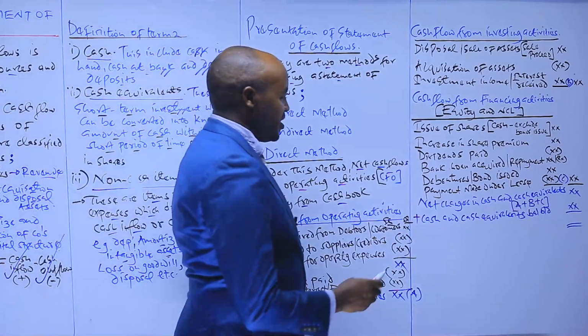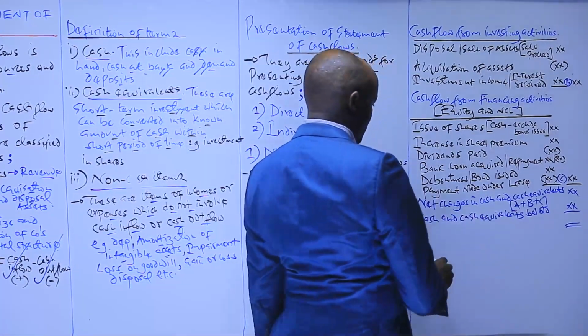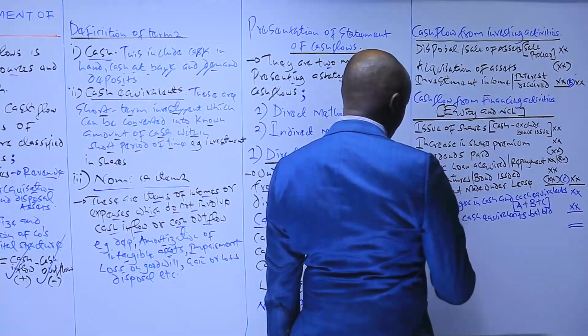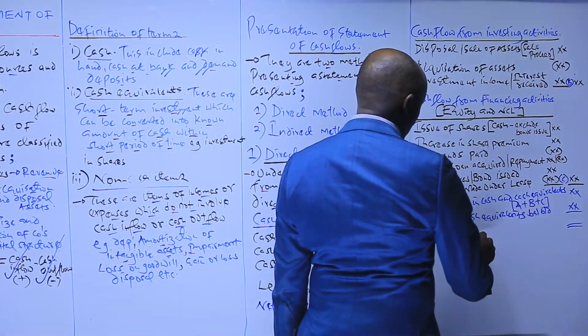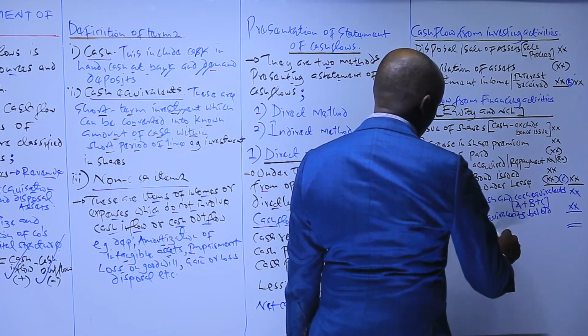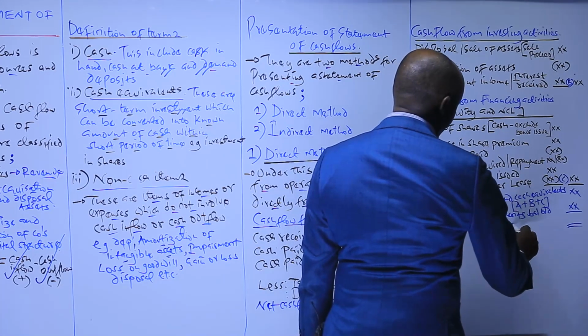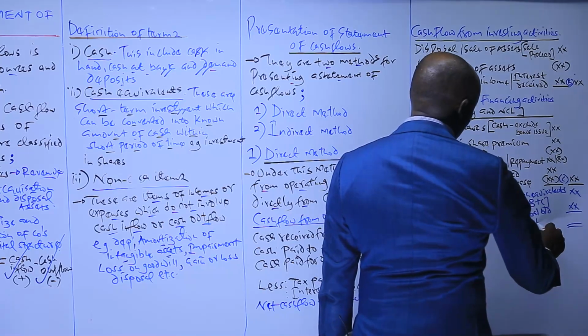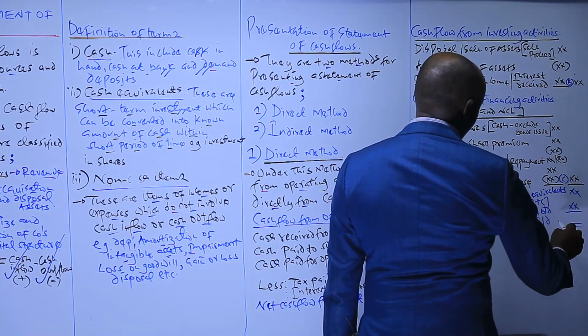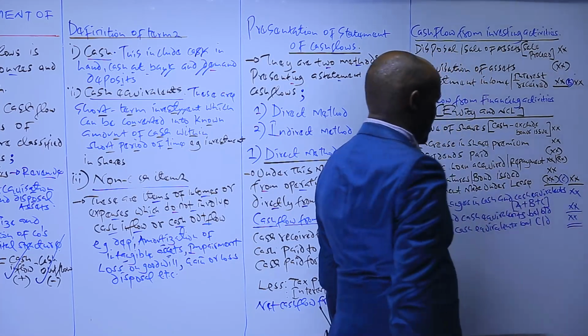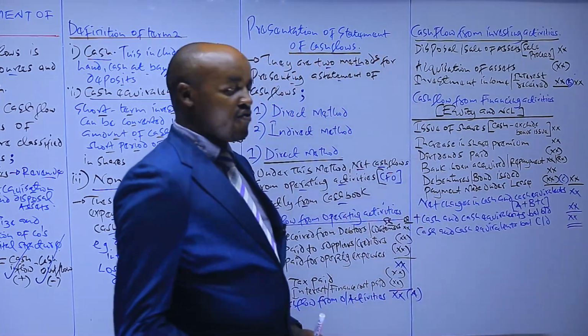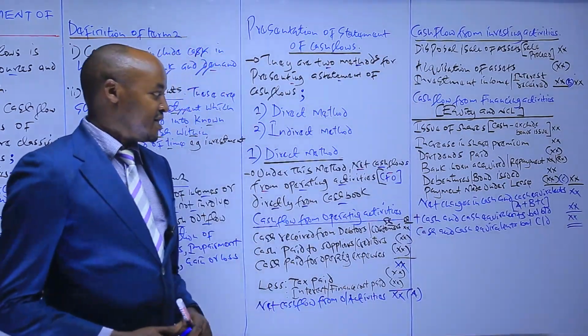Add all of them, and basically that is known as cash and cash equivalent. And then what you get here is known as the cash and cash equivalent balance carried down. Balance carried down, this is as at the end of the year. So basically that is it.